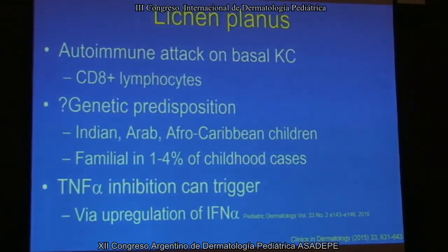First, lichen planus. We believe that lichen planus is caused by an autoimmune attack on the basal keratinocytes. There appears to be a genetic predisposition because of the increased incidence in certain ethnicities. And interestingly, 1 to 4% of childhood cases of lichen planus appear to be familial.